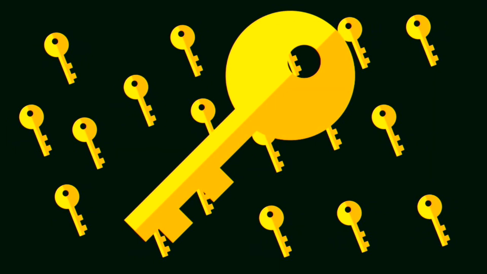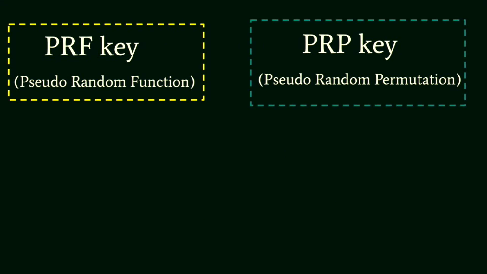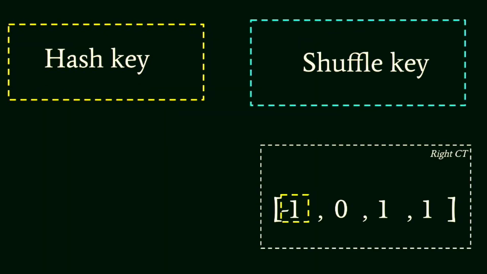So let's introduce encryption and keys. In ORE, there are 2 keys, a pseudo-random function key and a pseudo-random permutation key. These are 2 mathematical concepts that we don't need to dive into today. So for the purposes of this example, we'll call the PRF key a hash key and the PRP key a shuffle key.